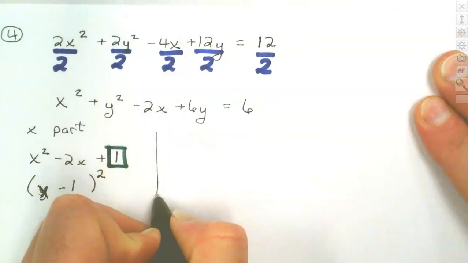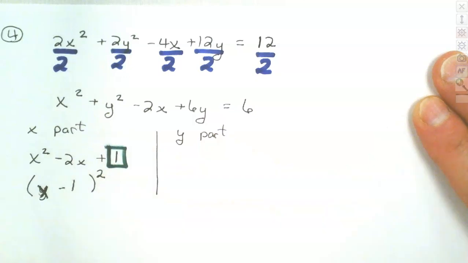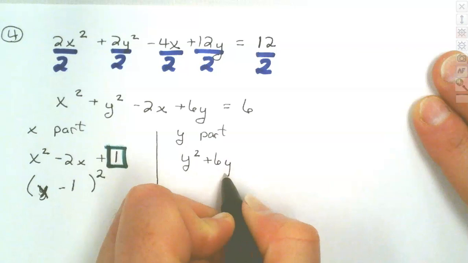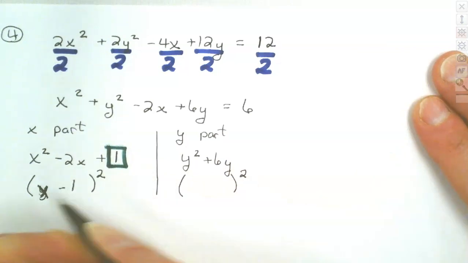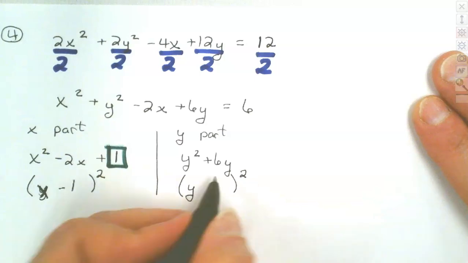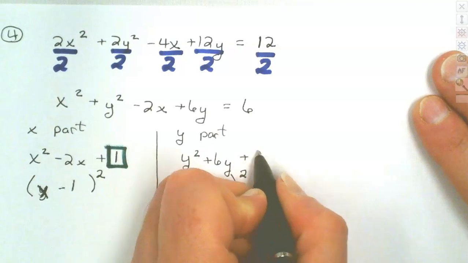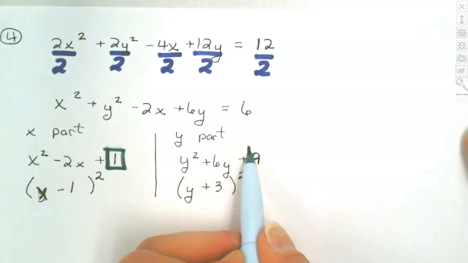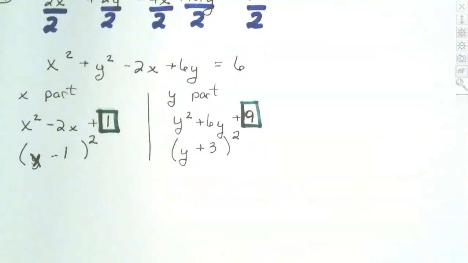Next one, we look at the y part. What do we have for the y part? Well, we've got y squared plus 6y, half and squared. So half of that 6 is a 3, and 3 squared is 9. And we need to make sure that we keep track of that 9. Okay, and we're almost done now.